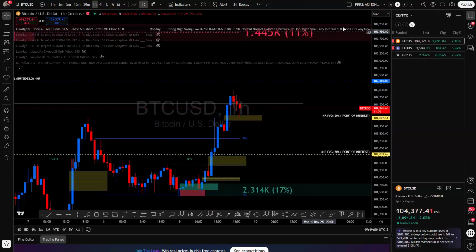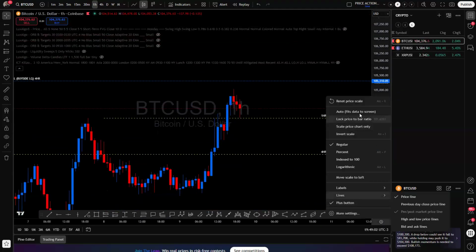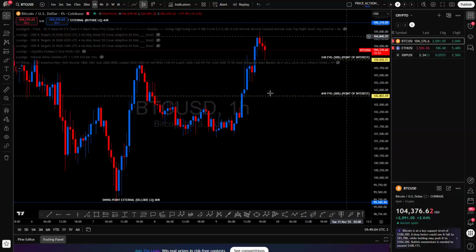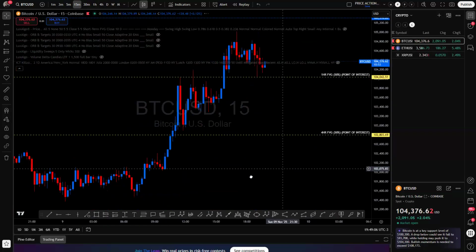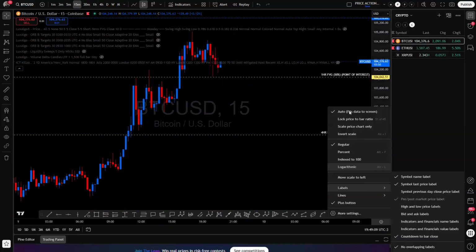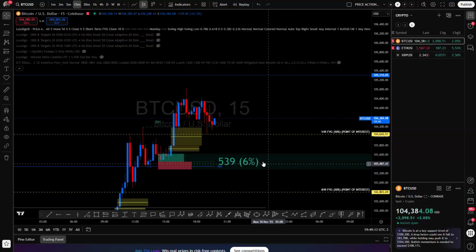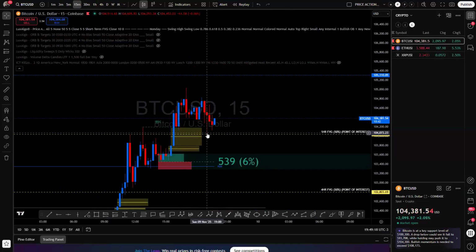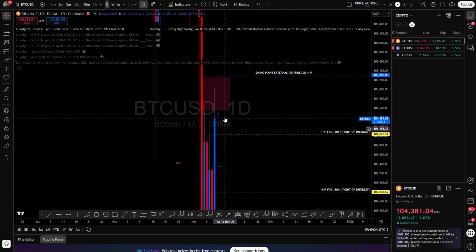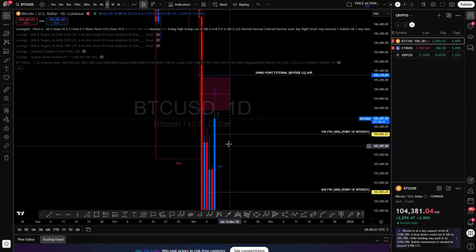Now, let's go on to the 15-minute. So now we're at the 15-minute here. So it looks like price, I see it right here. Now, when we look at the daily time frame, you see that price closed bullish. So you're looking for manipulation of the bears and the distribution of the bulls, okay?